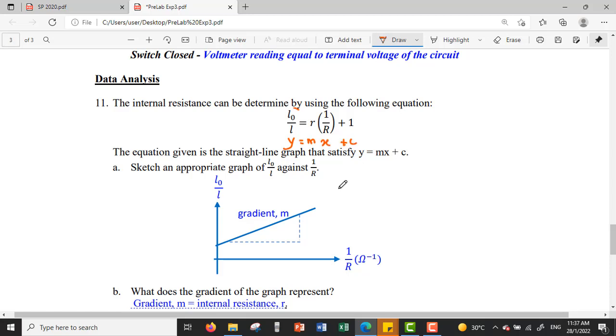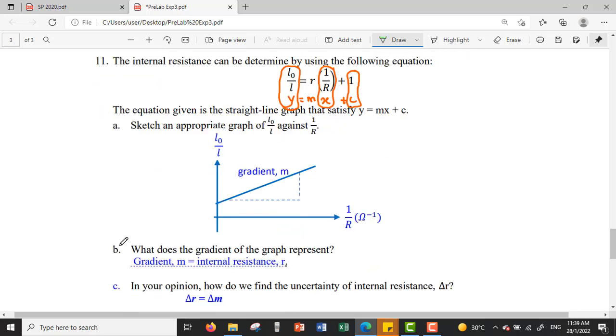We compare the equation with the straight line equation y equals mx plus c. So we find out that our y-axis should be L0 over L, and our x-axis should be 1 over R. We are going to have an intercept passing through positive 1. So if I sketch the graph, I should get a straight line graph whereby there will be a positive intercept around the value of 1.